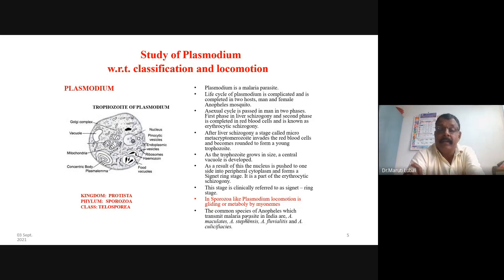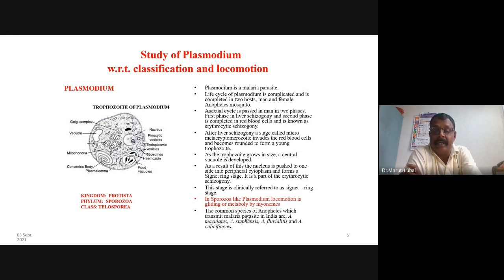After liver schizogony, a stage called cryptomerozoite invades the red blood cells and becomes rounded to form a young trophozoite. As the trophozoite grows in size, a central vacuole develops. As a result, the nucleus is pushed to one side into the peripheral cytoplasm and forms the signet ring stage. These are different morphological peculiarities or characters of Plasmodium vivax.